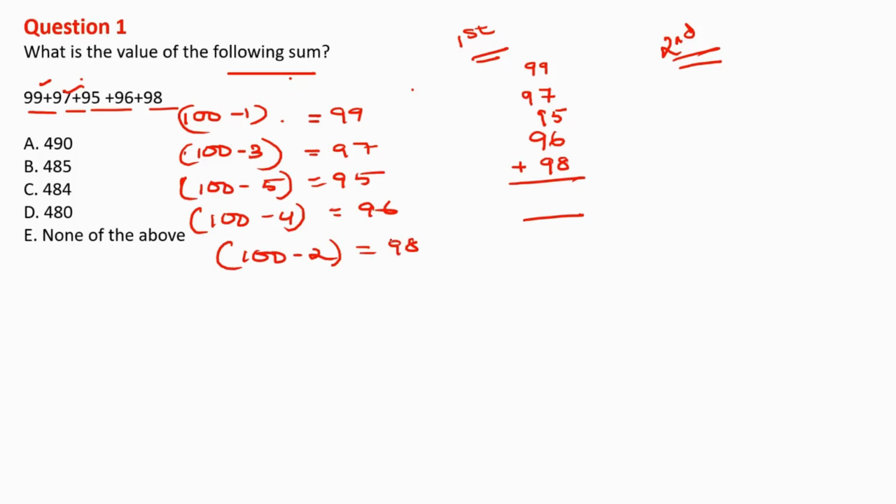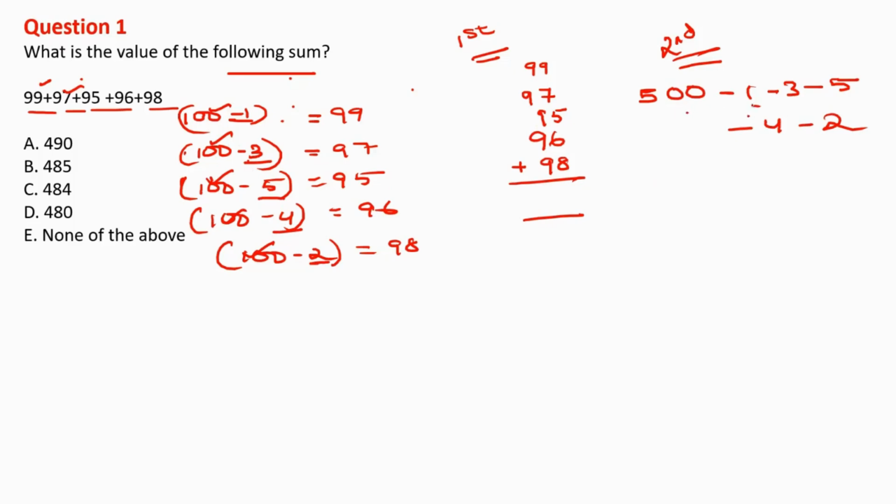Okay, so how many hundreds have I taken? 1, 2, 3, 4, 5 hundreds. 5 times 100 means 500. What have I subtracted? Minus 1, minus 3, minus 5, minus 4, minus 2. All these only I have subtracted over here. So what does this do? This makes our calculation easy.